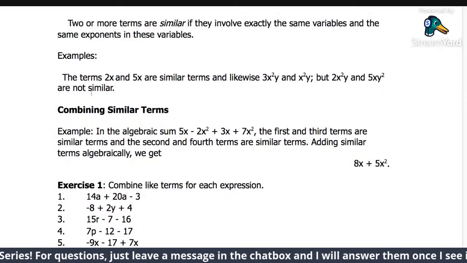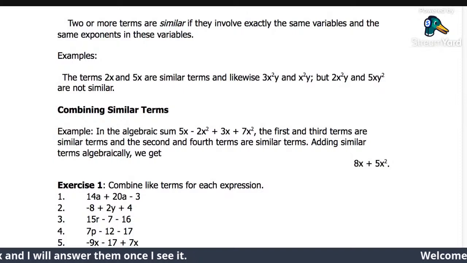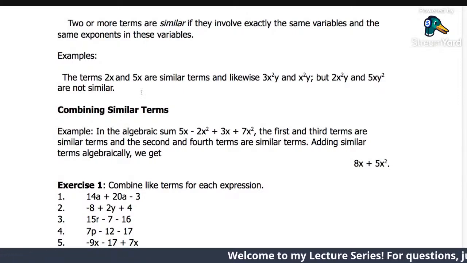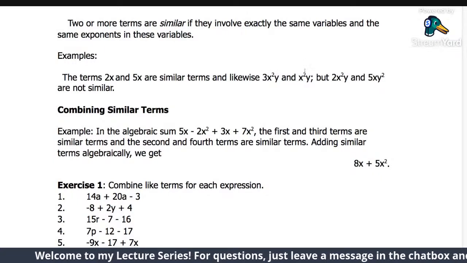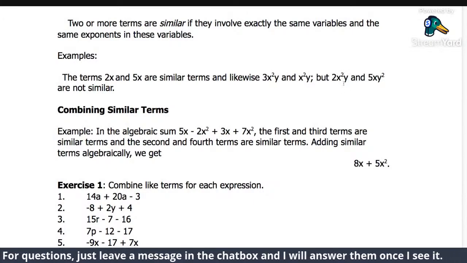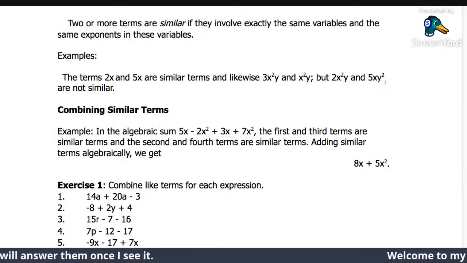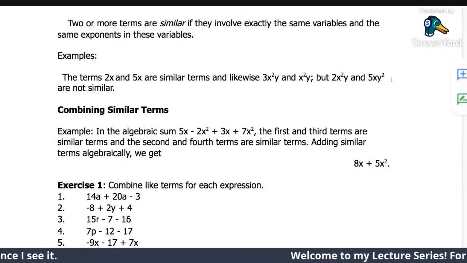In other words, for two or more terms to be called similar, they must involve exactly the same variables and the same exponent in these variables. So for example, here, 3x squared y and x squared y are similar. However, here they aren't similar because the x here is squared while the x here is not. It's the y that is squared in this term. So they are not similar terms.